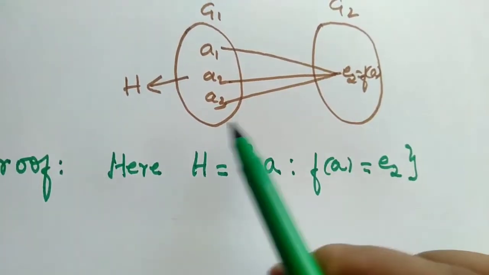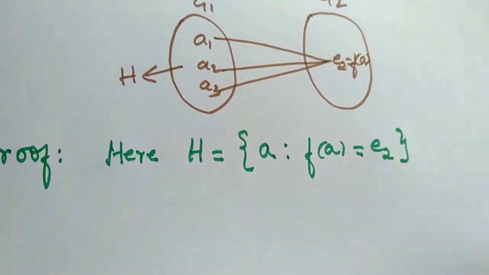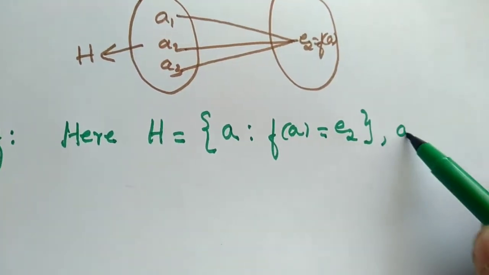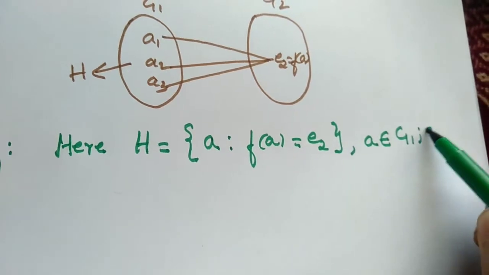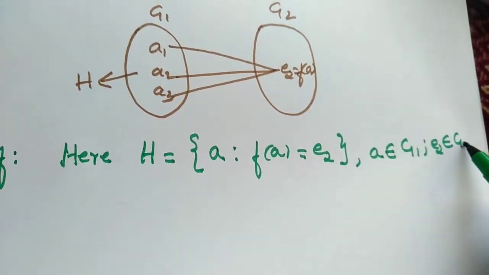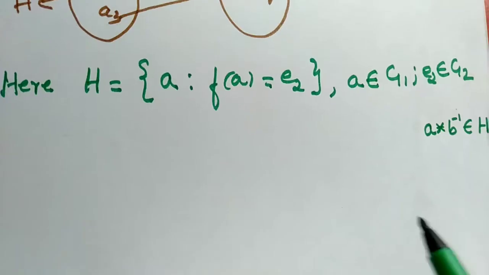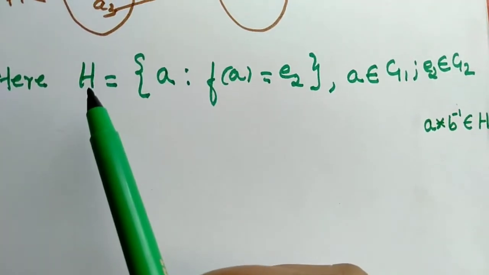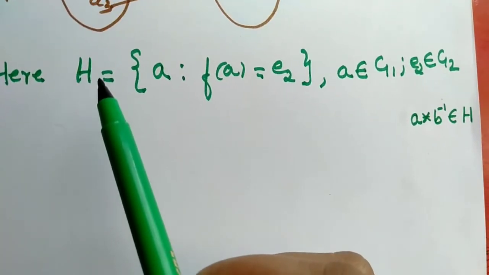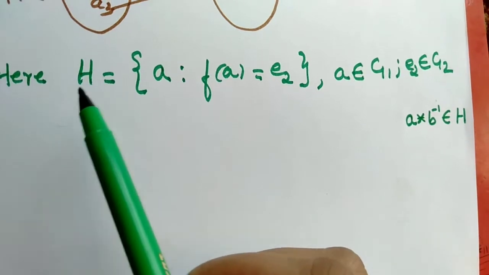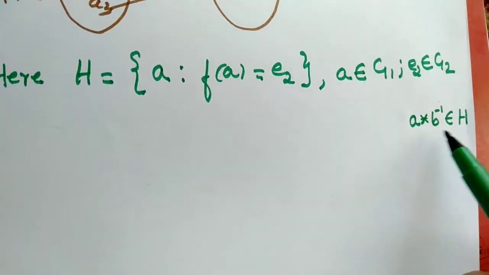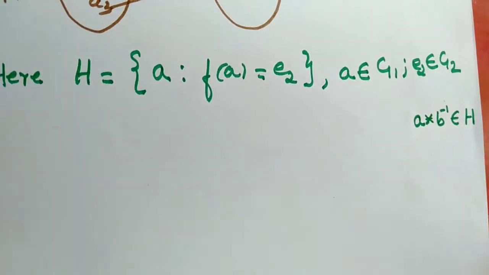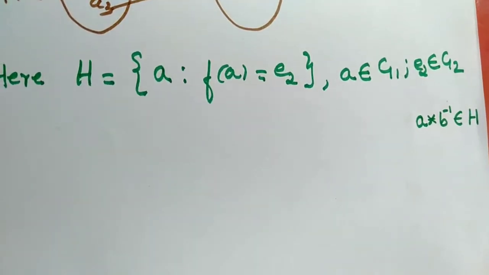Just by looking at the statement, A belongs to G1 and E2 belongs to G2. We have to show that this H is a normal subgroup of G1. Before showing that, first we will show that it is a subgroup of G1.